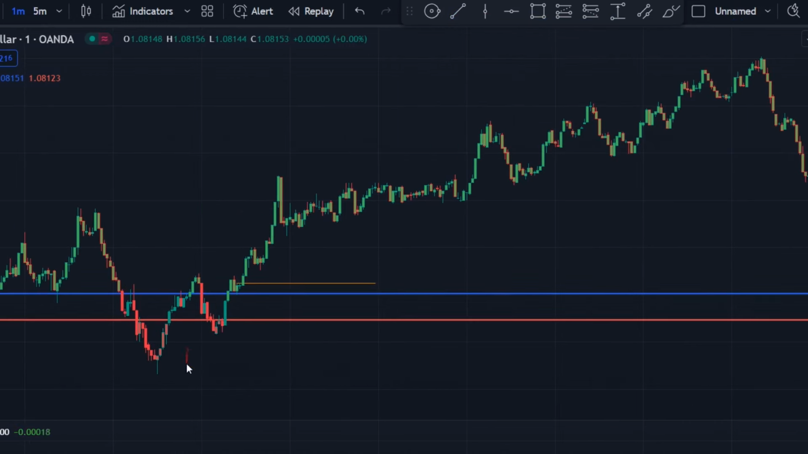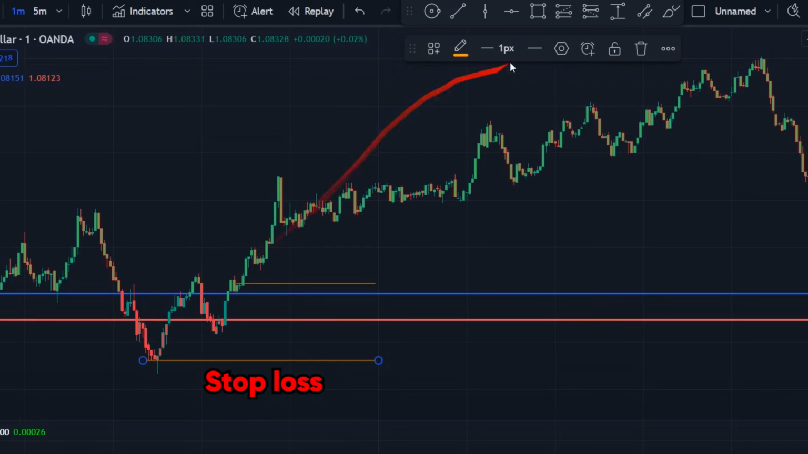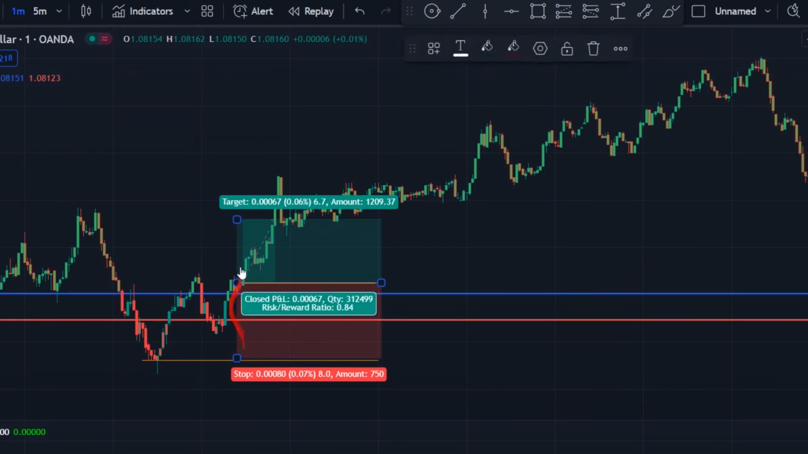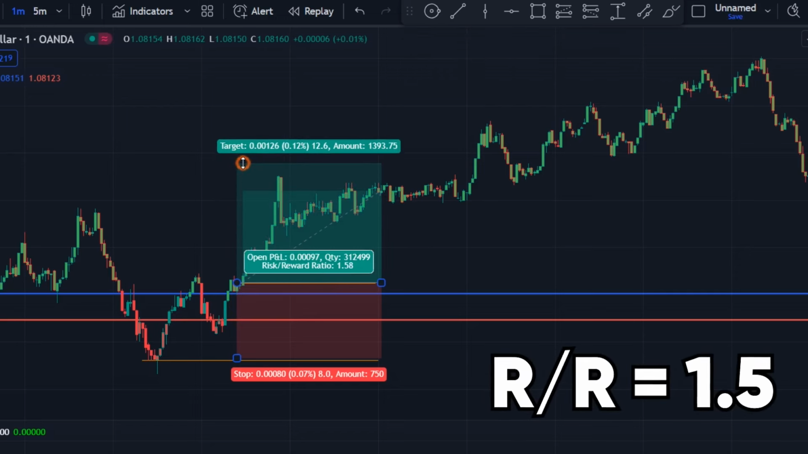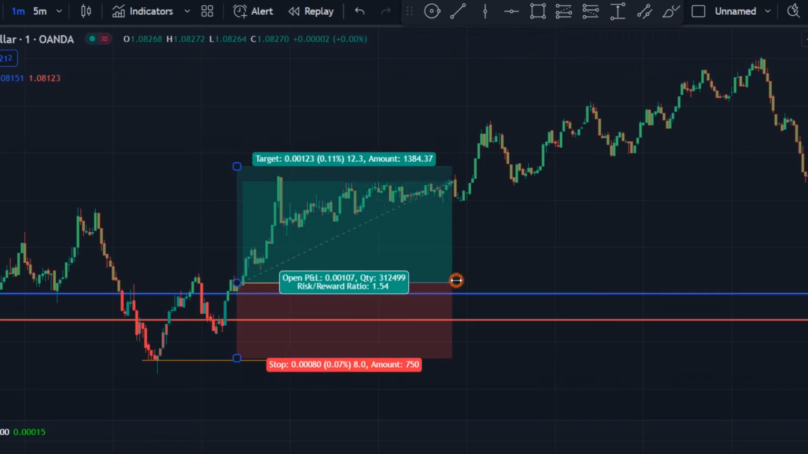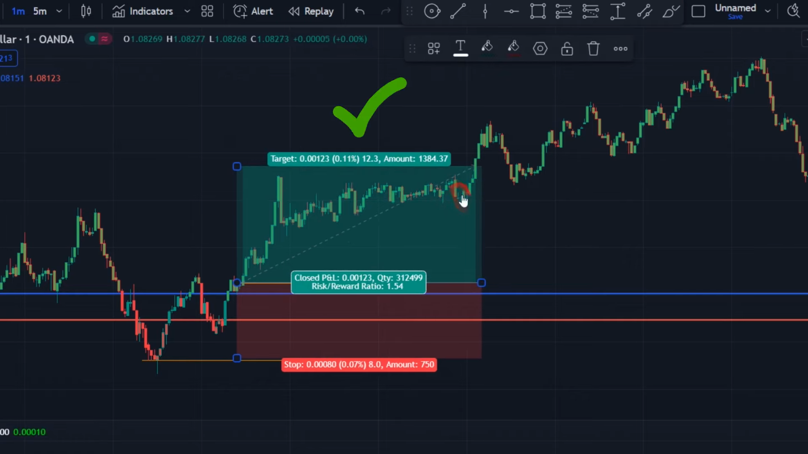Next, we should set our stop loss a little below the last swing low. Now we can enter the buy trade at this point. For the take profit, we just need to consider a risk-to-reward ratio of 1 to 1.5. Now we just have to wait for the market to reach our take profit or stop loss, and our trade will close with either a profit or a loss.